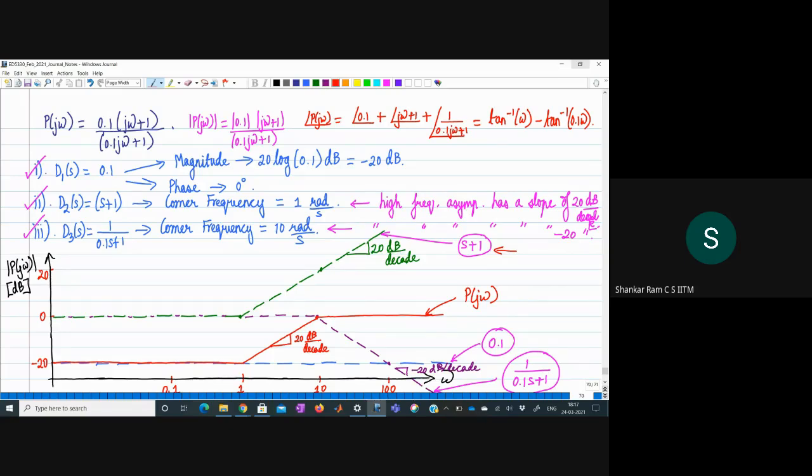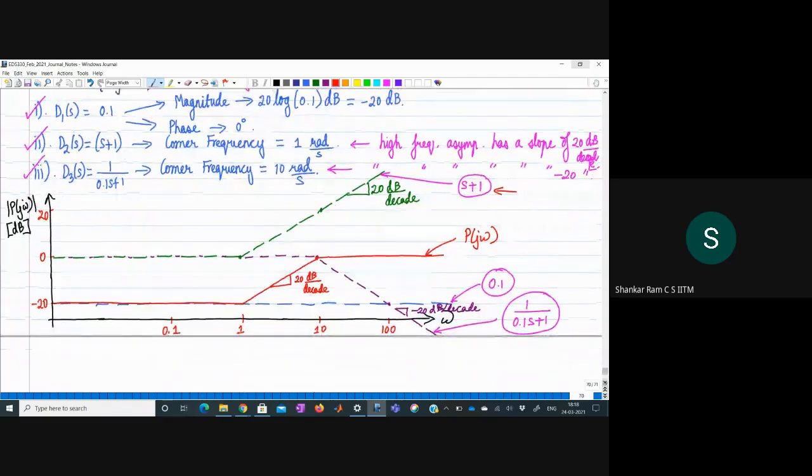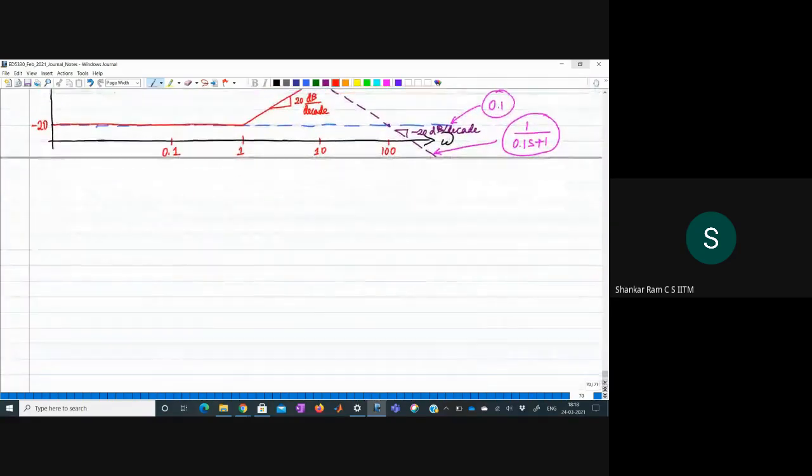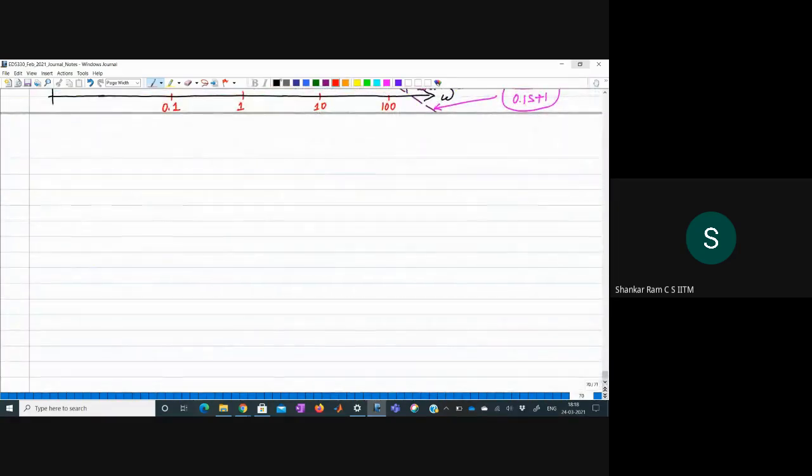Right? So I'm sure all of us can understand how we got this expression. So once again, what we do is that we just plot the three phases and then we add them. So let's do the same now.